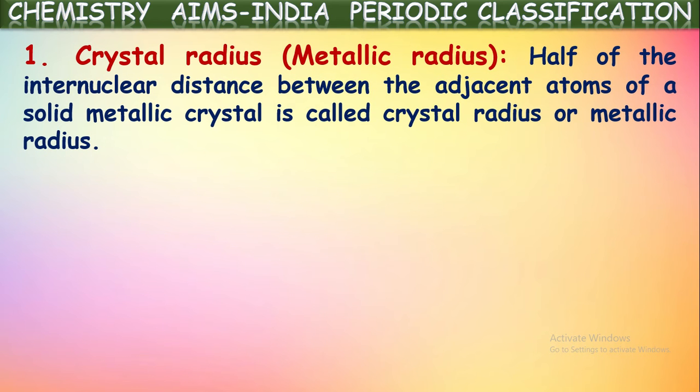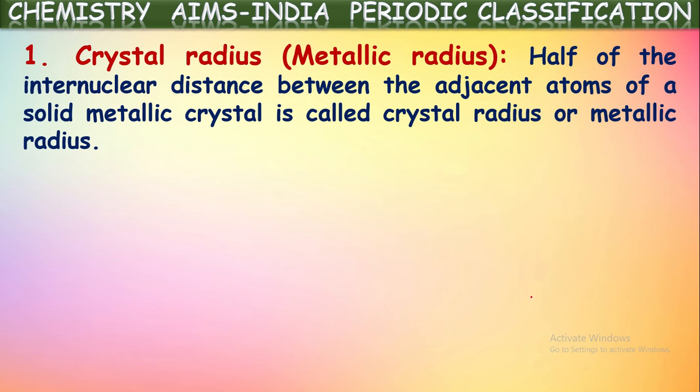Now, let us see one of these here, crystal radius or metallic radius. Half of the internuclear distance between the adjacent atoms of a solid metallic crystal is called crystal radius or metallic radius. What is metallic radius? The distance, or half of the distance, between the two nuclei of the adjacent metallic atoms.